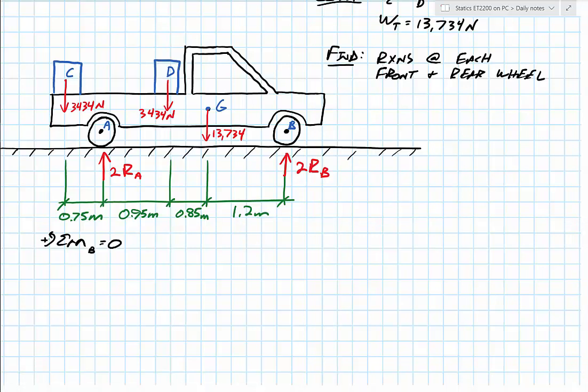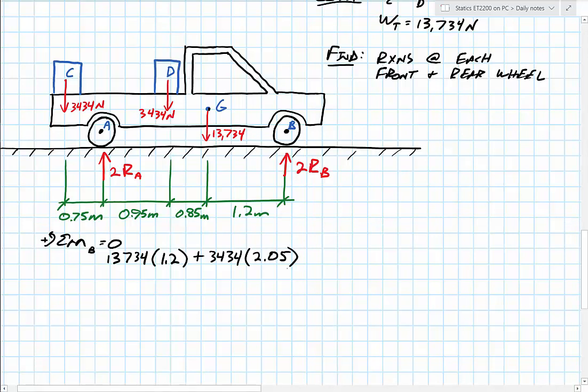I'm going to start off with the weight of the truck, 13,734 newtons. The distance away is this 1.2 meters, and that is a positive moment because it creates a counterclockwise moment about B. Same idea with crate D. So crate D, I'm going to say plus 3,434. Its distance away would be that 0.85 plus 1.82, which would be 2.05 plus... and it's also positive, counterclockwise.